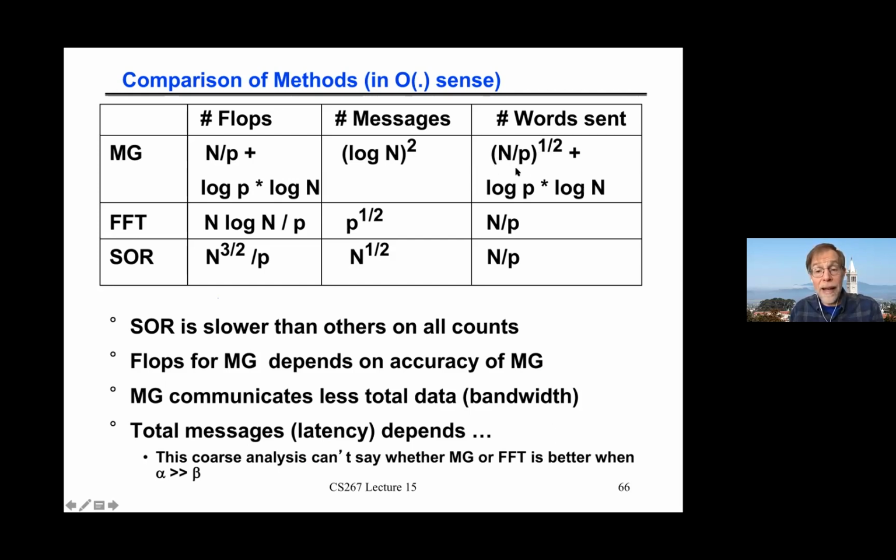And the number of words sent comes from that usual domain decomposition, the surface to volume thing, and it's n divided by the square root of p. N divided by p, take the square root. For FFT, the perfect FFT would be n log n. That speeds up perfectly. But the number of messages behaves quite differently. It depends on the number of processors. So depending on the relative sizes of p and n, either one of these may win. On the other hand, multigrid always wins on the number of words sent. That's the square root for that. And SOR loses on all counts. So that is sort of the complexity of all these.